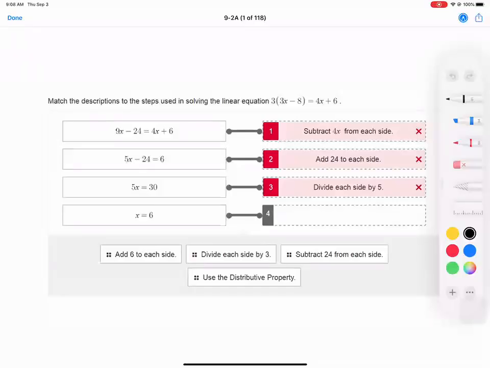So what we're looking at here is, again, a problem that a lot of you guys got wrong. Over 50% of you actually got this problem wrong. Here's the idea. Match the descriptions to the steps used in solving the linear equation: 3(3x - 8) = 4x + 6. And then all of a sudden, we go to this line here.